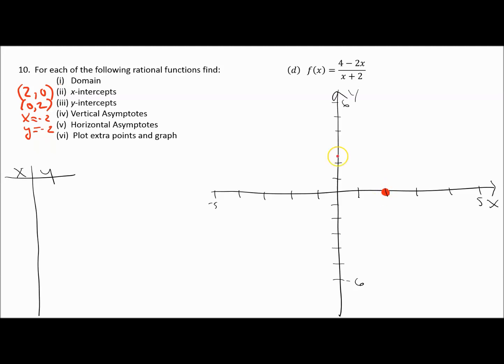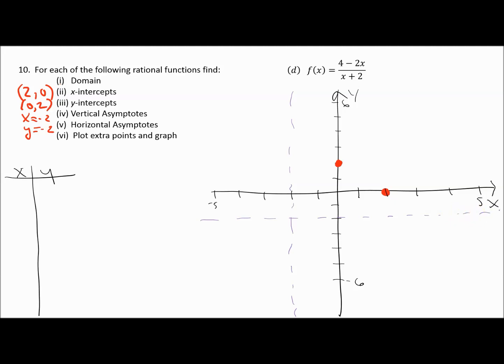I have a y-intercept of (0, 2). I have a vertical asymptote, which I'm going to do as a purple dashed line at x equals -2. Remember, the graph is never allowed to intersect that line. And a horizontal asymptote of y equals -2. Now, the graph can possibly intersect that line. Okay, so let's plot some points.